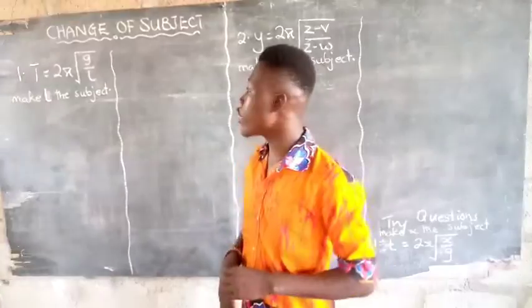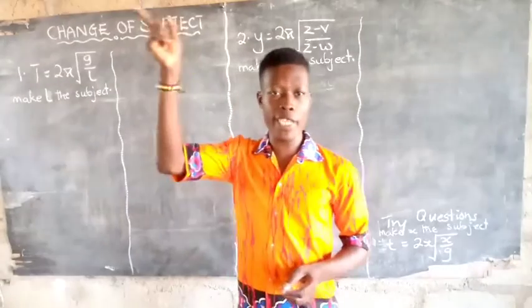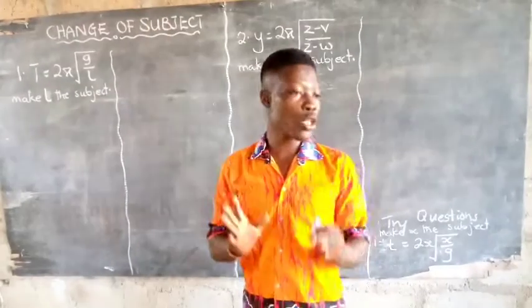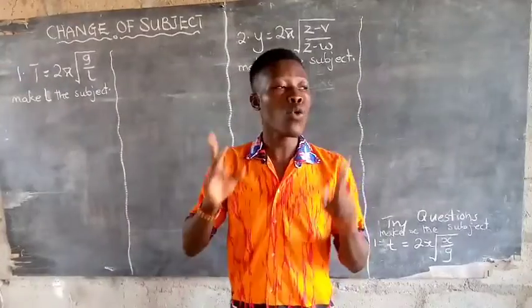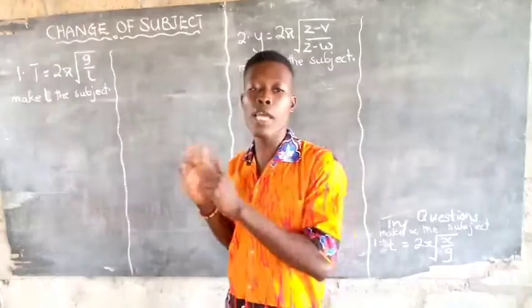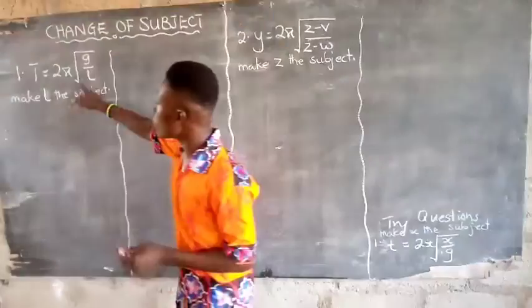One thing I want you to know is that the opposite of square root is squared. So in every question, for you to be able to get rid of a square root, what you need to do is to square both sides of the equation to get rid of the square root.